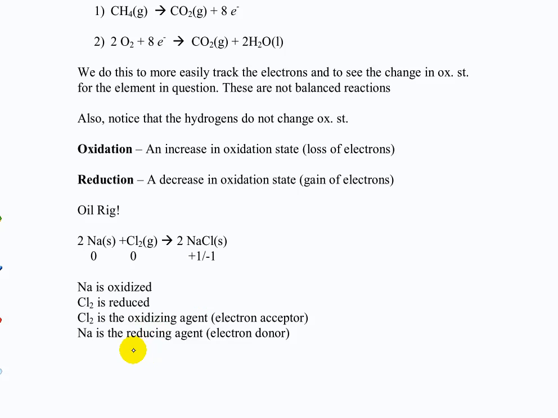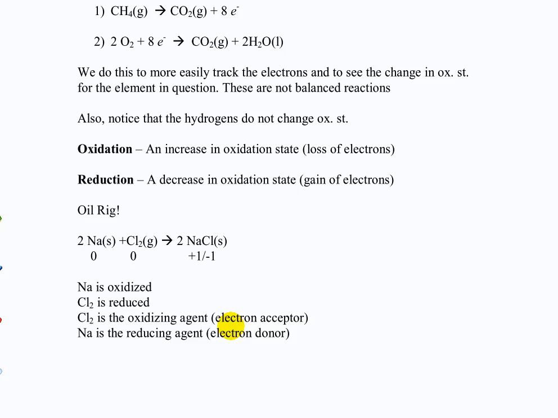Common terms used are oxidizing agent and reducing agent. The oxidizing agent is not the thing that gets oxidized. It's the thing that oxidizes something else. So the oxidizing agent is actually the thing that gets reduced. And the reducing agent is the thing that gets oxidized. And I know that's confusing.